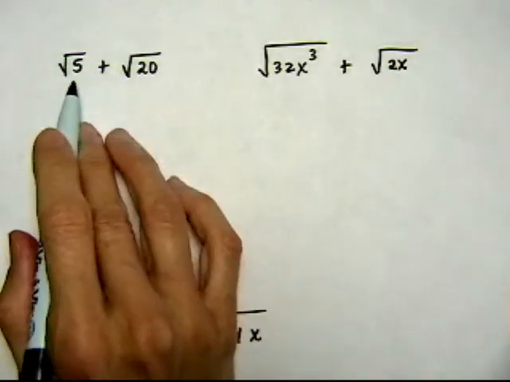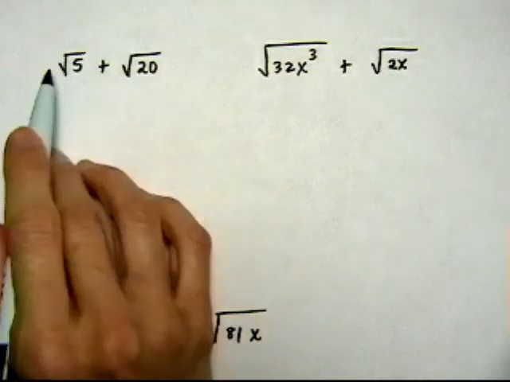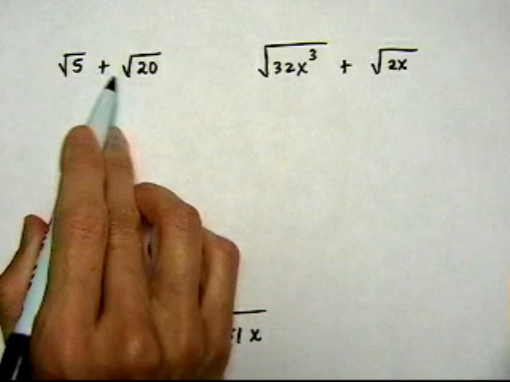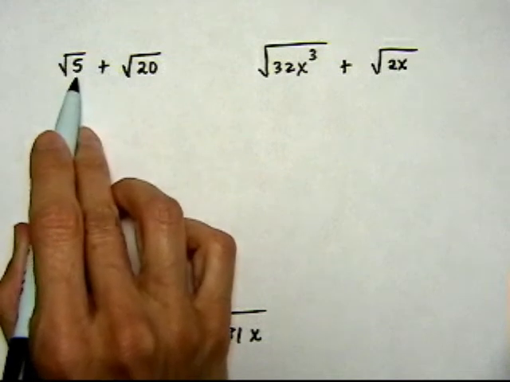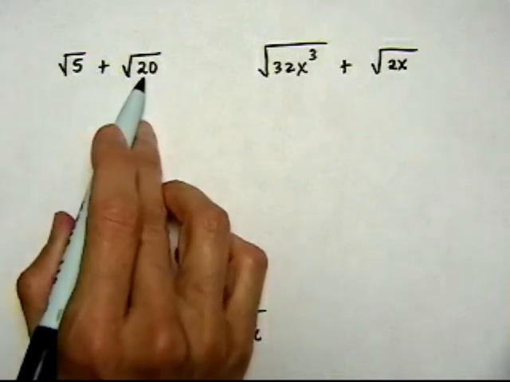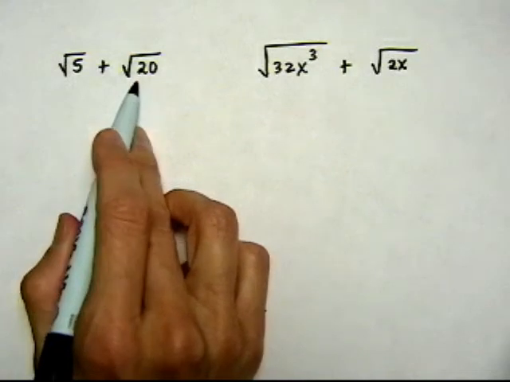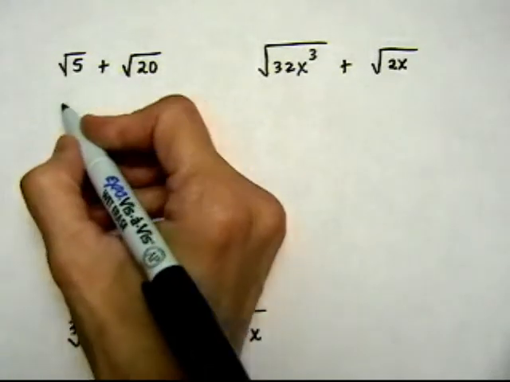Right now they're not like radicals because like radicals have to have the same index or the same root type, so they're both square roots, but it also has to have the same radicand, which means the insides of the root, and these two have different insides. So first thing we're going to do is simplify root 20, and then we'll see what we're left with after that.